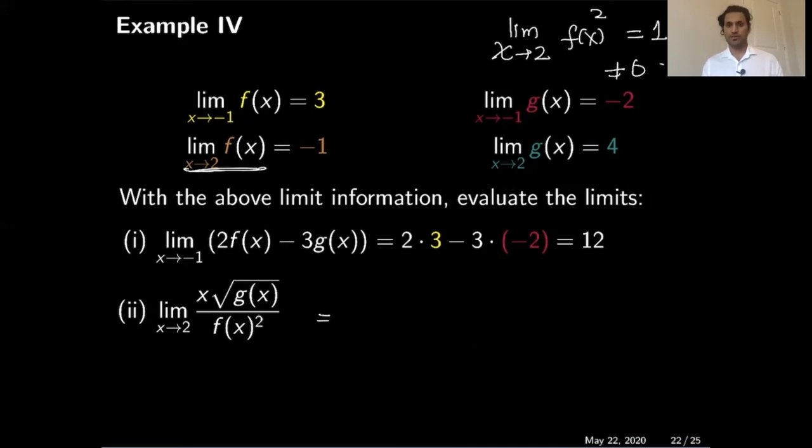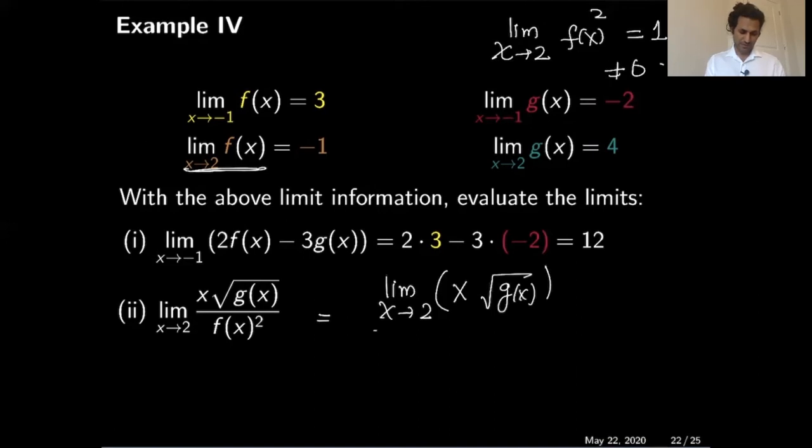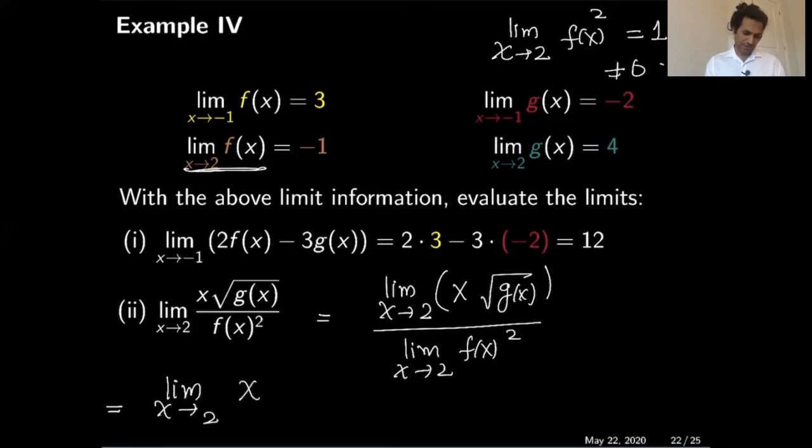So we can use the quotient rule of the limit, which will be the limit as x approaches 2 of x square root of g(x), divided by the limit of f(x) squared as x approaches 2. The top is the product of two functions, so I can use the product rule. So this will be the limit as x approaches 2 of x, and also use the power rule.